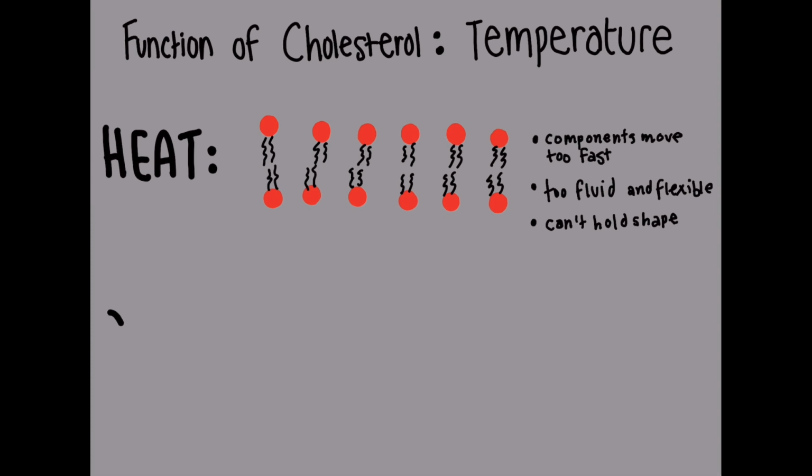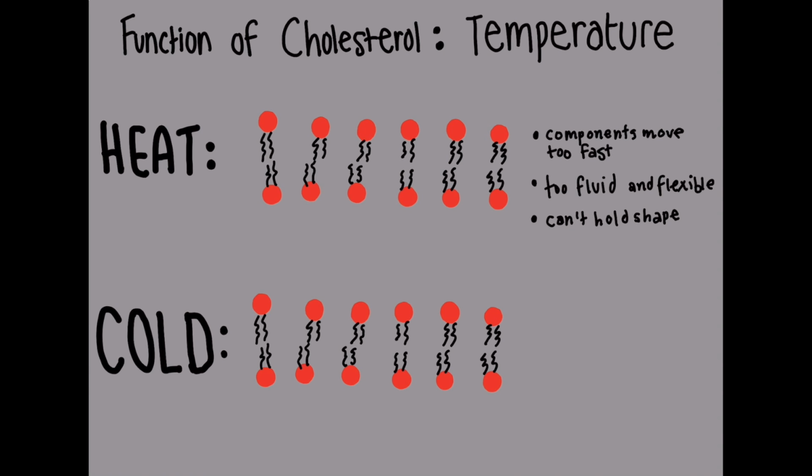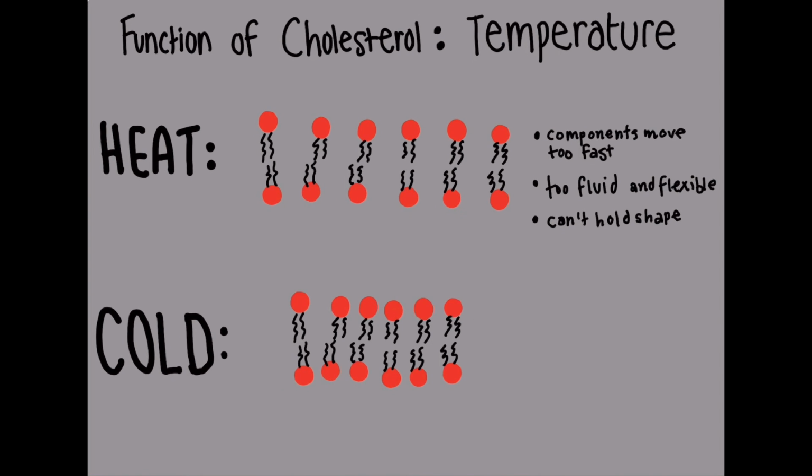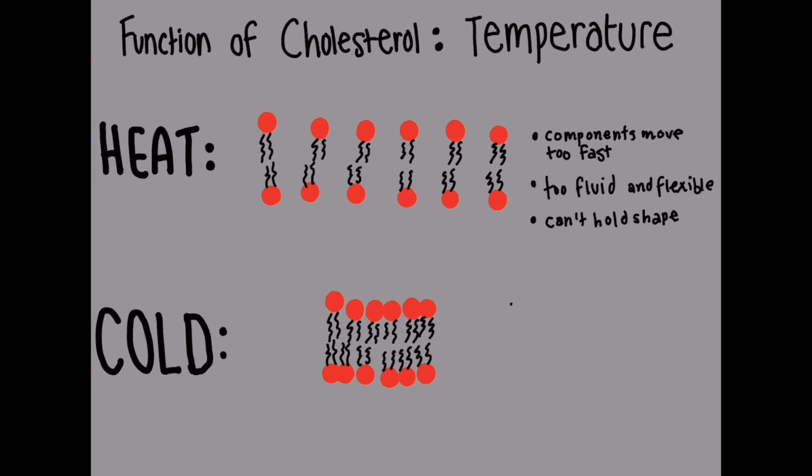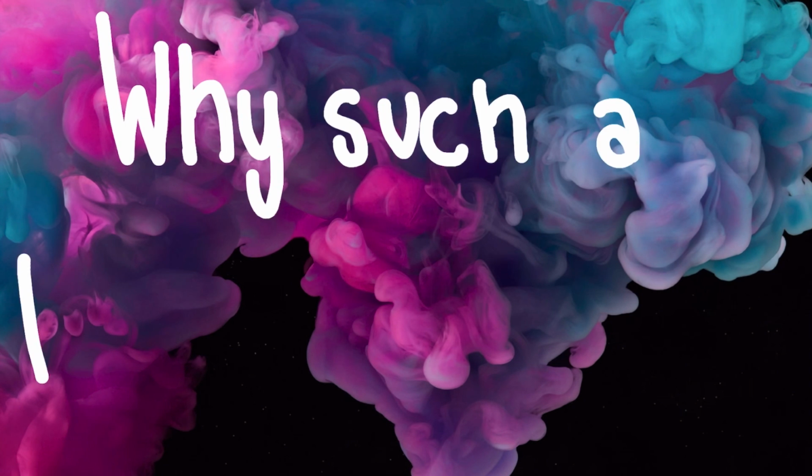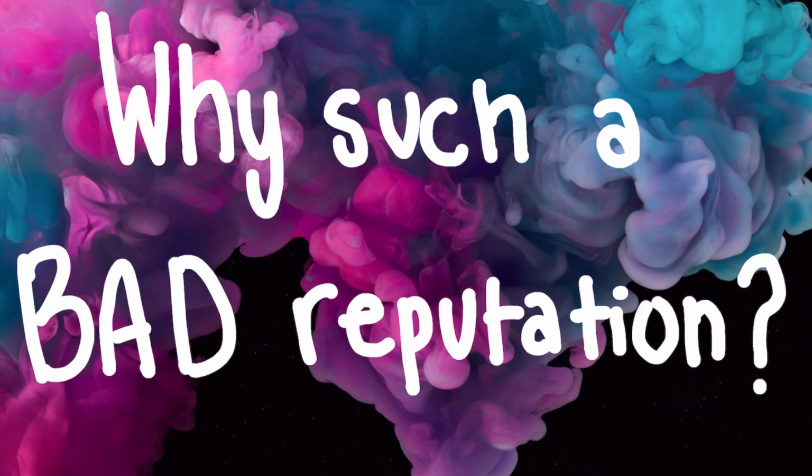On the other hand, too cold temperatures would cause particles to pack too tightly to let important particles in, which is an issue because the cell membrane is essential for the transport and filtration of materials in and out of the cell. Cholesterol prevents the membrane from becoming too rigid and losing flexibility. Ultimately, without cholesterol in animal cell membranes, cells would be subjected to unwanted particles or lack necessary molecules for cell function. So now you're probably wondering why cholesterol gets such a bad reputation.